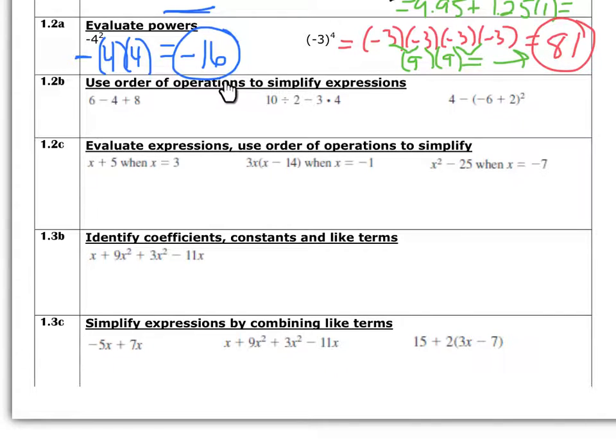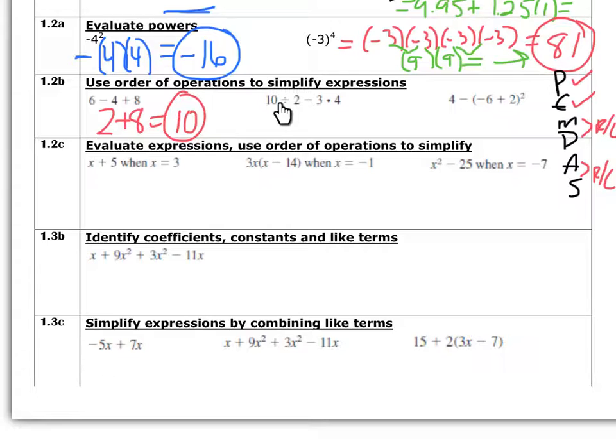1.2b, use the order of operations to simplify. Don't forget your order of operations, PEMDAS. Remember what that means is first you do parentheses, then exponents. And then when multiplication or division are together, you go left to right on those. When adding and subtracting are together, you go left to right. So let's go ahead and apply that. Here in this first expression, we have subtraction and adding. So we do have them together, so just go left to right in their order. So what you would do is first do 6 minus 4, which is 2. And now it becomes 2 plus 8, which is 10.